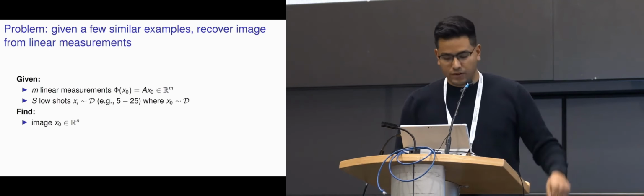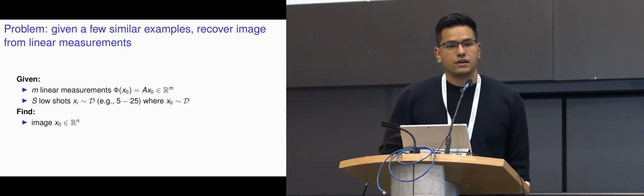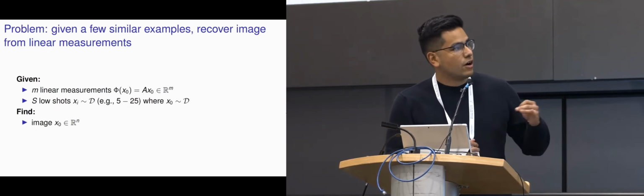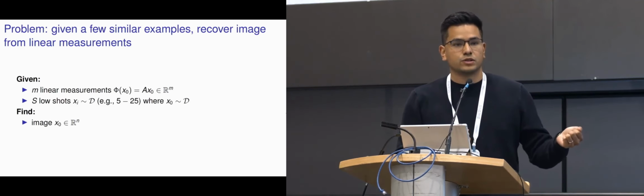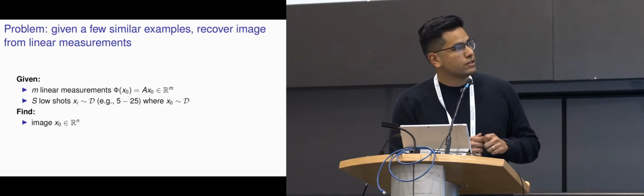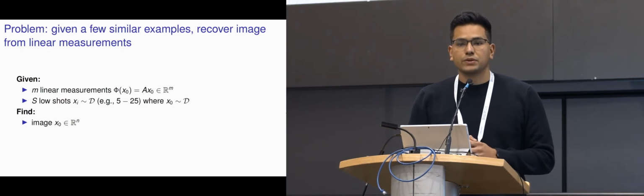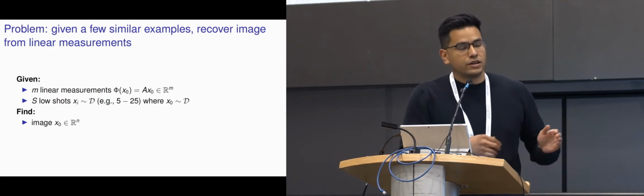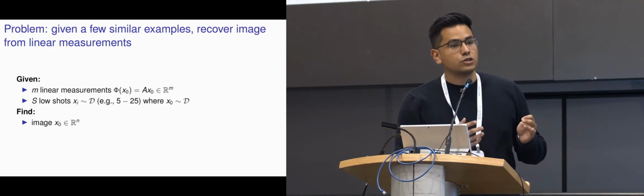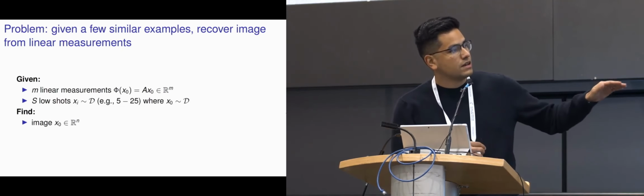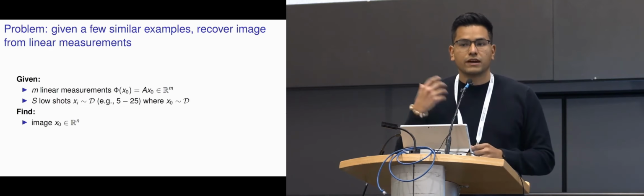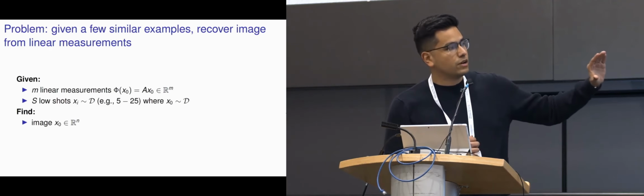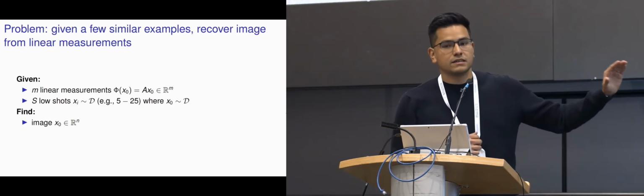All right, so here's the general framework for the problem that we're going to be trying to solve. We're going to assume that we're given some linear measurements of an image. So we just have our image x0, and we applied some matrix A to that image. So we're given these linear measurements, and then we're also going to assume that we're given some small number of examples of images that are drawn from the same distribution as the image we're trying to find. So here, we're calling these small number of examples low shots. All right, so we're given S low shots, and when you think of small number of examples, you can think of like 5 to 25 images. Right? So given these linear measurements and given these small numbers of images, then we want to find the true image that we're looking for.